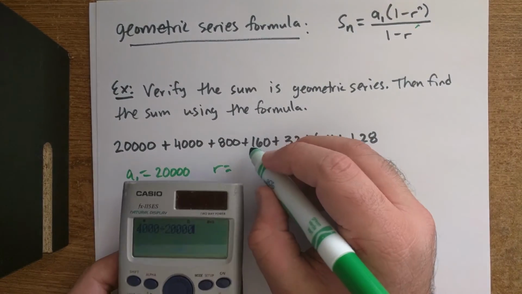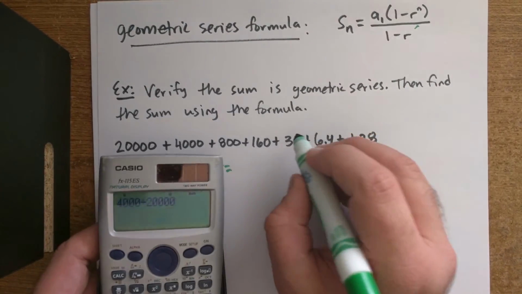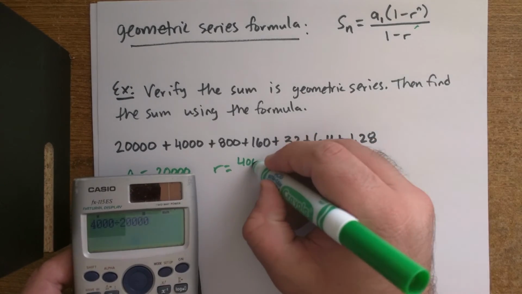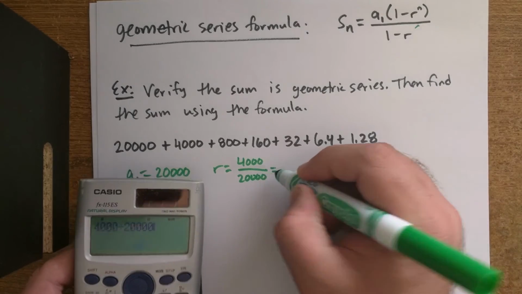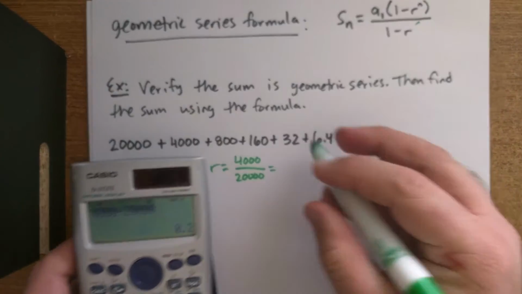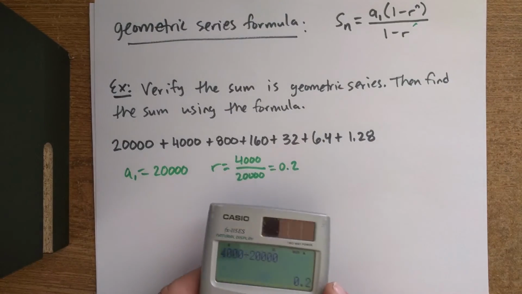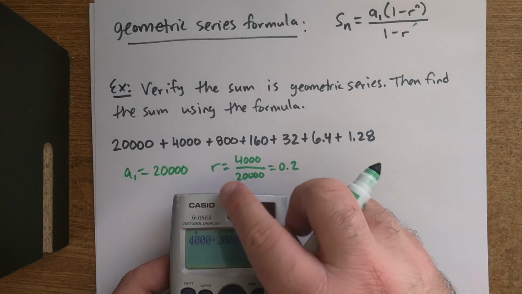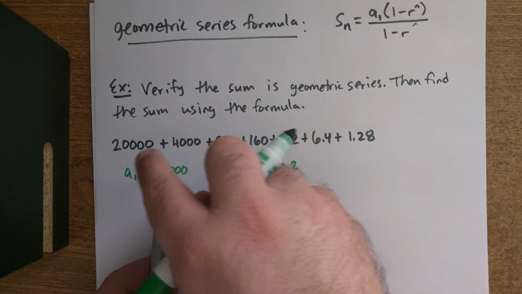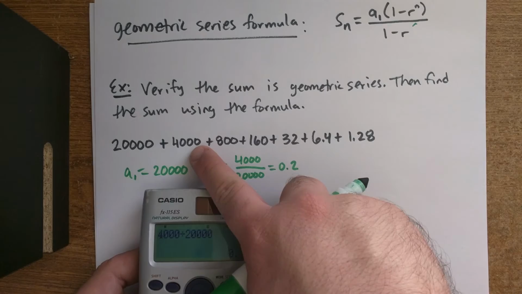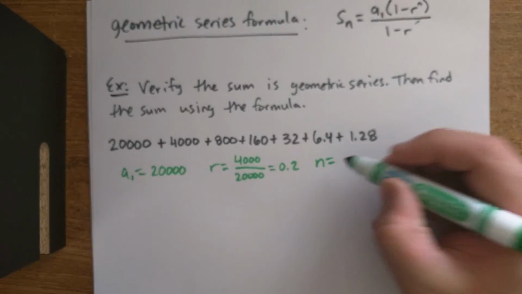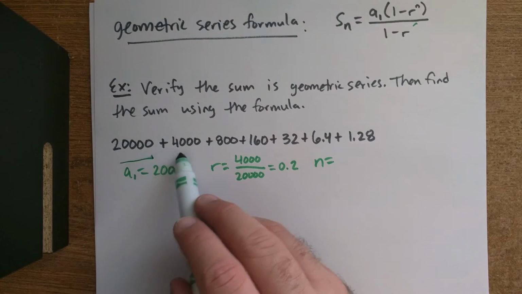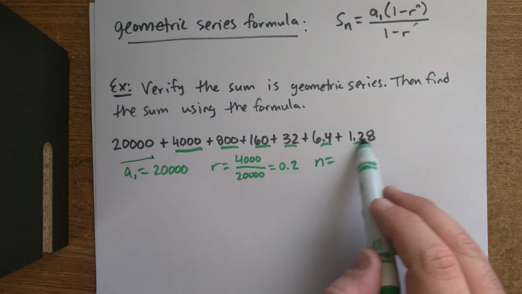And actually, just for your reference, this is what we did. We did 4,000 divided by 20,000. And we found it to be 0.2. So that's how you find r. In case you're not totally sure how to find r, you take the second term divided by the first term. How many terms are there? 1, 2, 3, 4, 5, 6, 7.